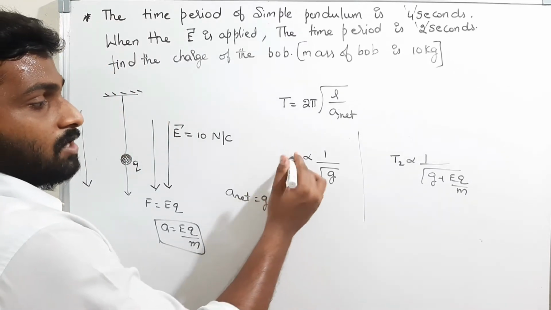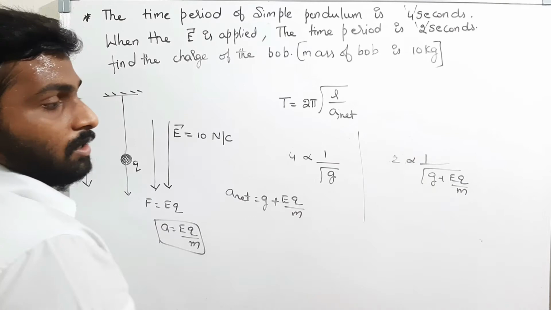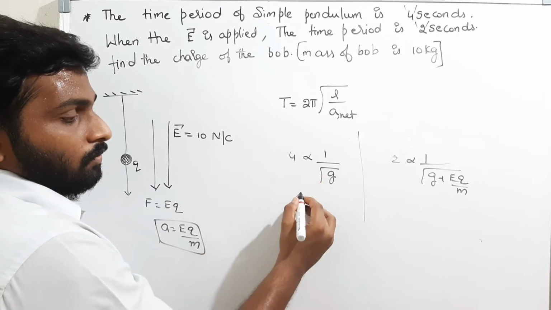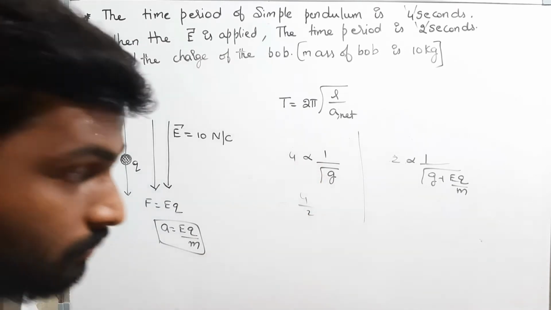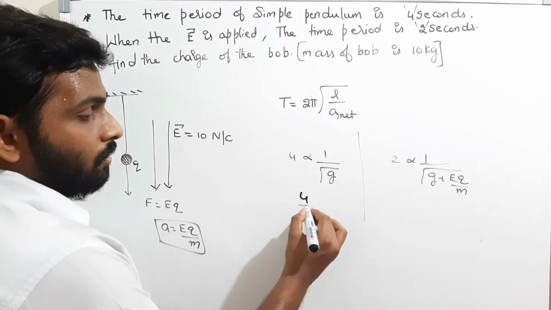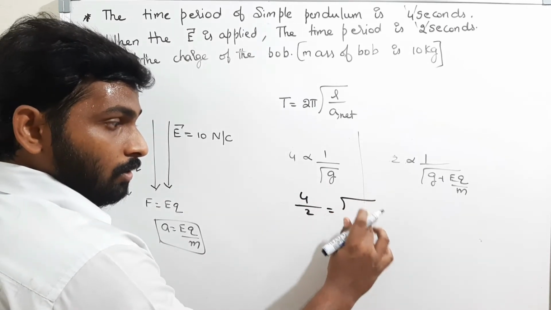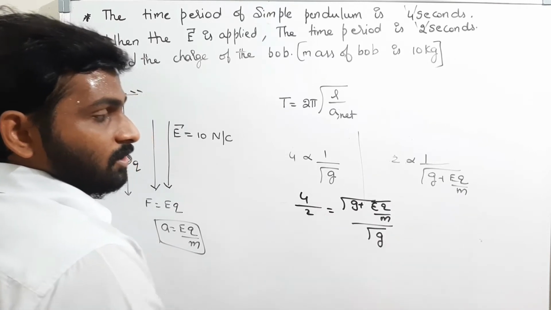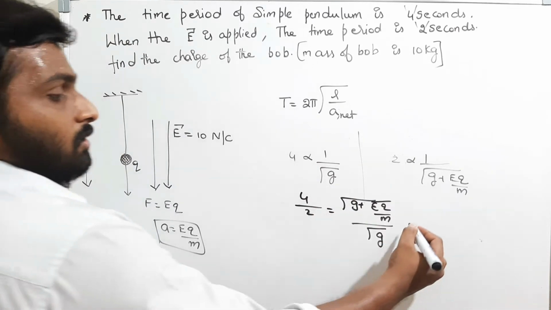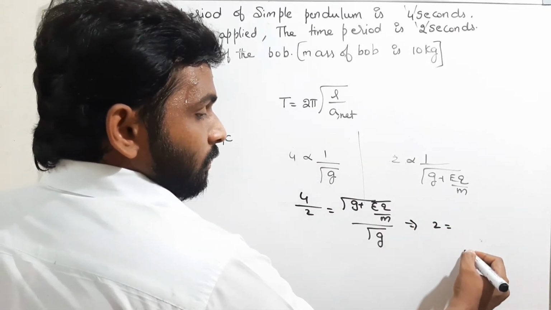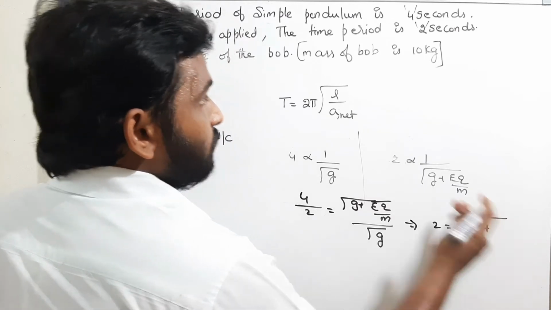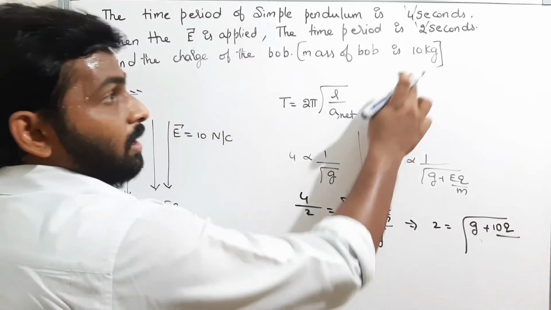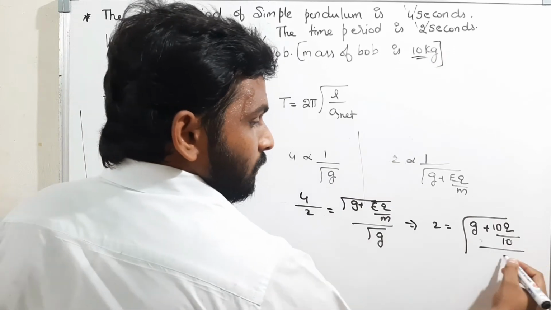Now they gave this one as 4 seconds and this one as 2 seconds. Now they told us to find the value of the charge. Now use that 4 by 2 is equal to root of (g plus Eq by m) by root of g. I am just dividing this one with this, that's all. So 2 is equal to root of g plus what is E value? E value is 10. Charge I don't know, I have to find it. What is the mass? Mass they gave us 10 by g.